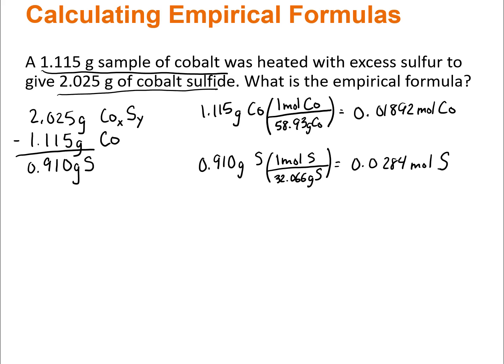So before we had the same number of moles of each, so it was easy to figure out the ratio. It was 1 to 1. This time, we've got more sulfur than we do cobalt. But how do we find a ratio? You just divide, right?